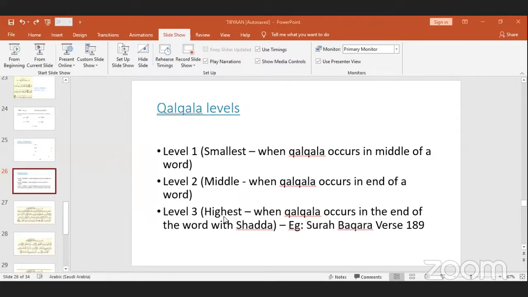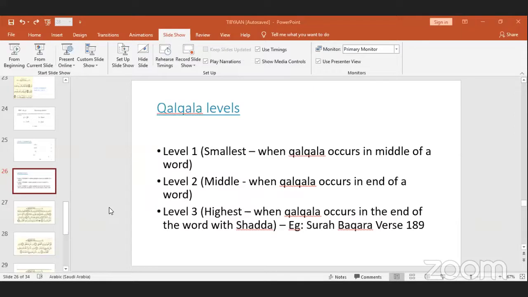This is the highest level. This is when qalqala occurs at the end of the word. It's the same as the end-of-word one, but with a shadda. What is a shadda? We learned in the last class. Shadda, noon mushaddada, and mim mushaddada. Shadda means the W-like letter. When it comes at the end with a qalqala letter with a sukoon, then it's level 3. You should do a little more.